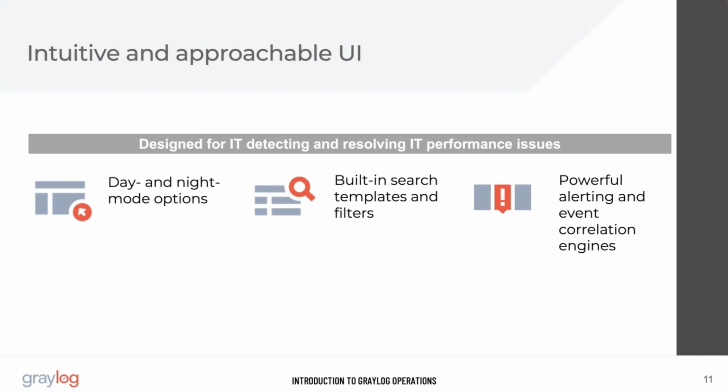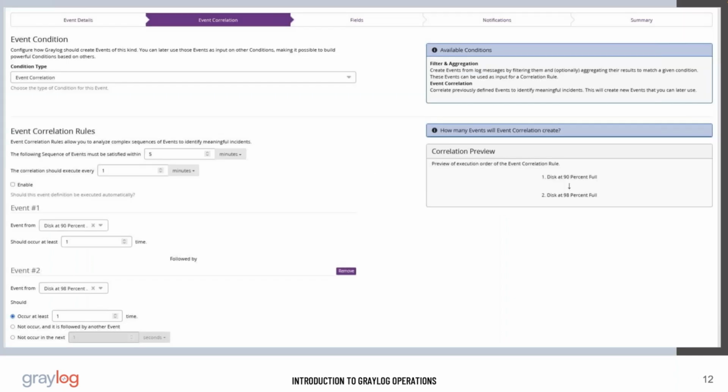And we have built-in search campaign filters, so it helps you find out, for example, whether there are any frequent failed login attempts, or whether there is a spike in data volume. So it helps you find those potential issues very easily. And we have a powerful alerting and correlation engine, and it's easy to use. Very important: event correlation.